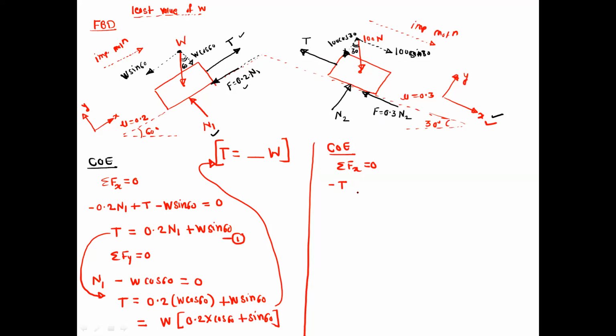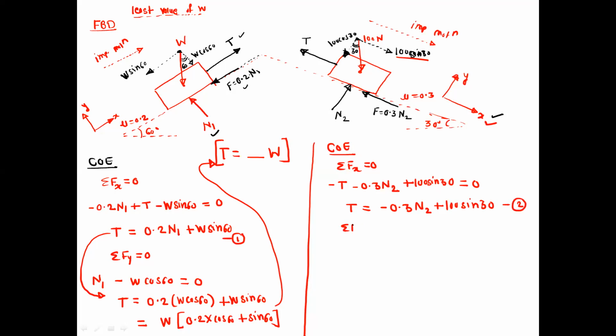Then this 0.3 into N2 is on the negative x side, so it is minus 0.3 into N2. And this 100 sin 30 is on the positive side, so plus 100 sin 30. Okay. So this is equal to 0. From this we will get the value T is equal to minus 0.3 N2 plus 100 sin 30. So you can take this as equation 2.